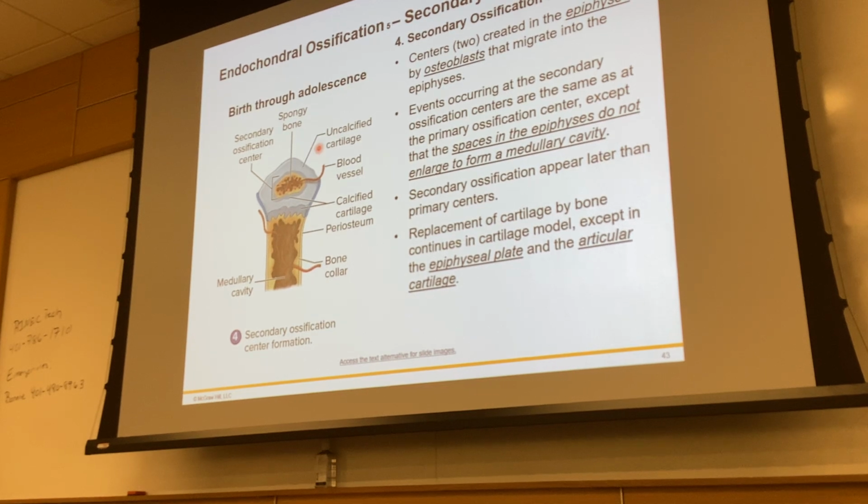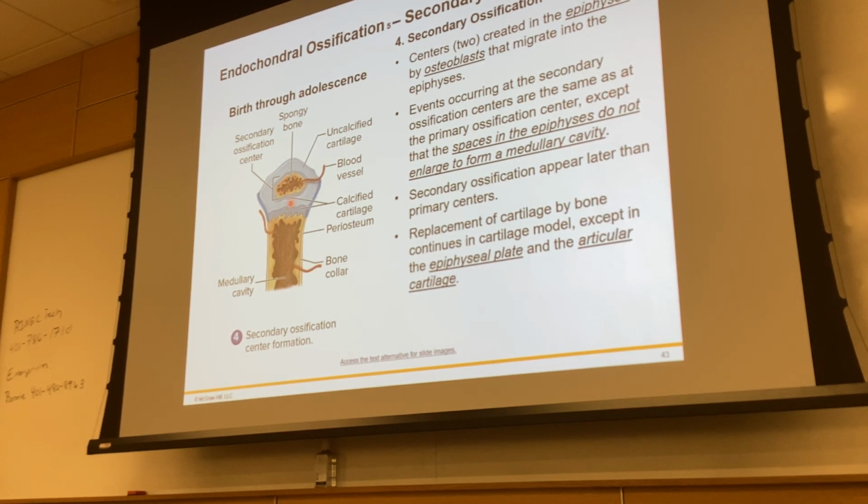Again, the cells themselves are just the same ones that we've been talking about here. The spaces in the epiphyses do not form the medullary cavity, but they do have this space so that you can have red marrow forming eventually. And then the final thing that happens here is there's this plate or line where my pointer is right there. That's the last portion to ossify. That's called the epiphyseal plate.